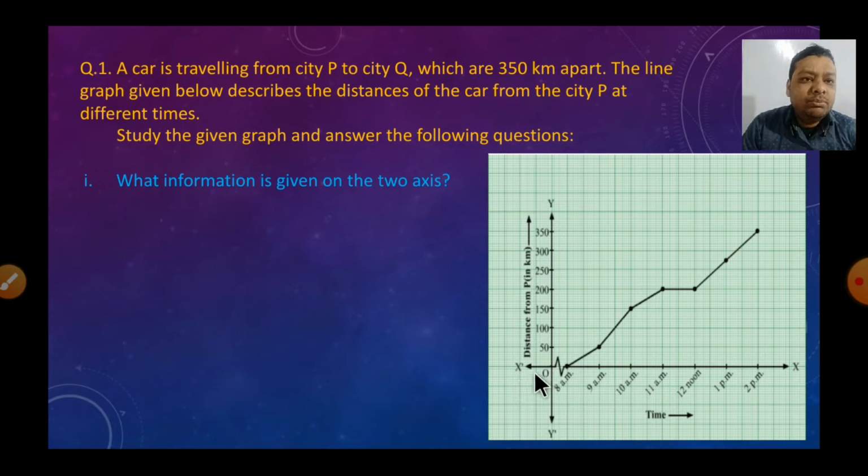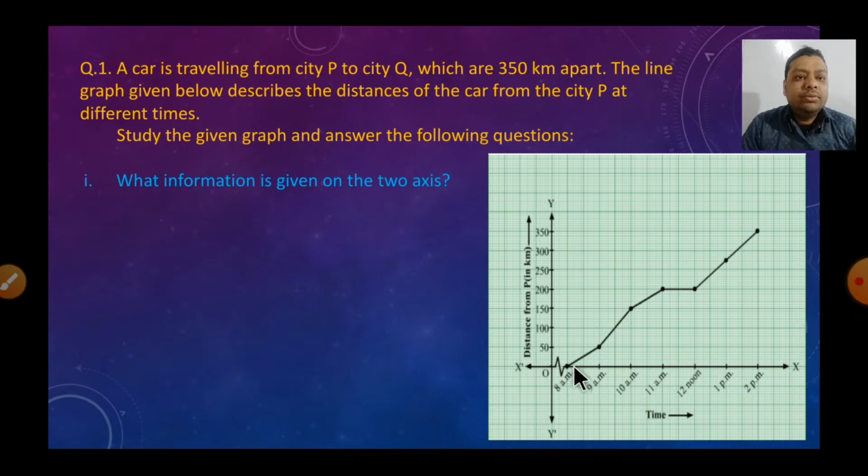You can see a kink, a zigzag line, between 0 and 8 a.m., because the scale of time is written here: 8 a.m. to 9 a.m. is a 1 hour gap. There is a 1 hour gap between the times here. So 0 to 8 means an 8 hour gap, and we show it by the kink line.